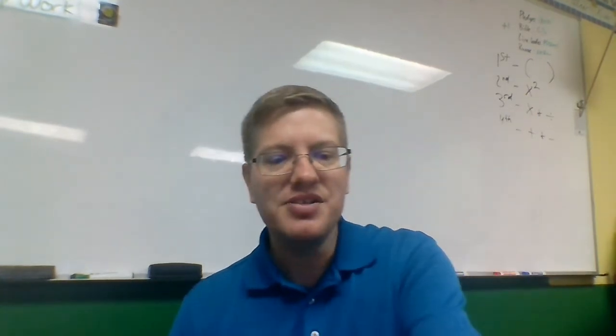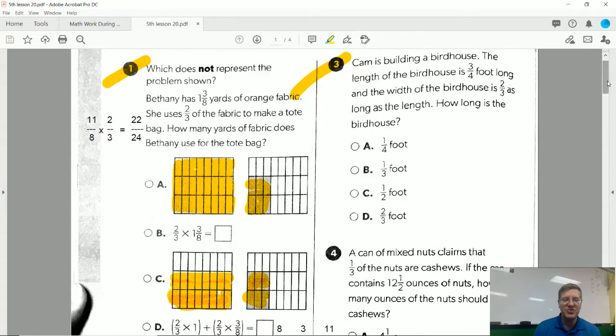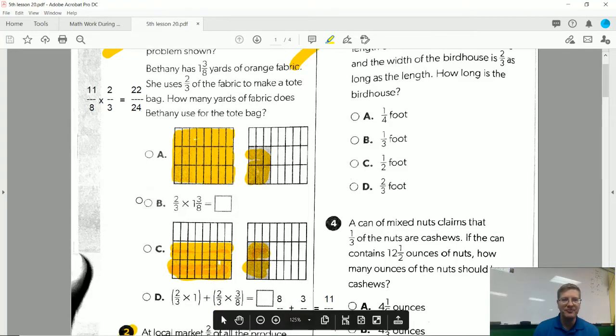Today we were working with multiplying fractions to be able to do problem solving. So let's go ahead and take a look at our questions for today. Number 1, I had to kind of fill in part of it so that we could figure out what was going on. So we are doing 1 3/8 times 2/3. If I do that, I'm going to get 22 over 24, which reduces down to 11/12. So we want to figure out which one of these things does not work.